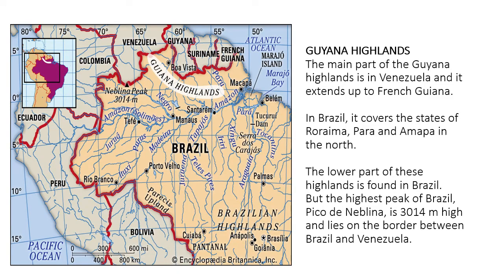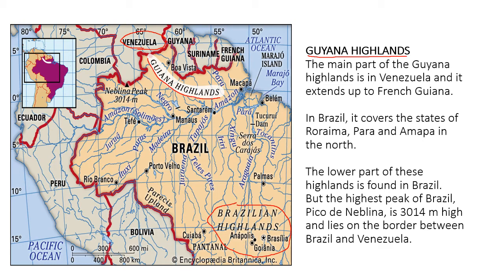Dear children, now let's talk about another very important physical unit, that is Guiana Highlands. So apart from Brazilian highlands that we discussed, there is one more highland located in Brazil, that is Guiana Highland. Dear children, let me tell you, a large part of Guiana Highlands extends in the neighboring country Venezuela. But this does not mean that this physical unit is not important. Dear children, these highlands cover the states of Roraima, Para and Amapá in the north.